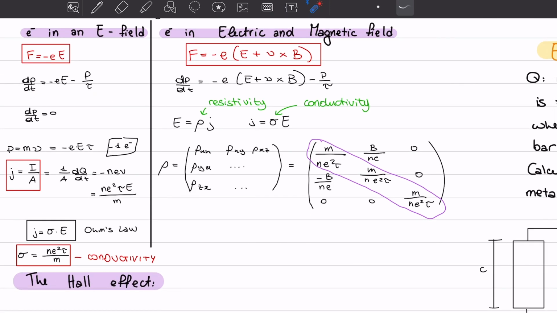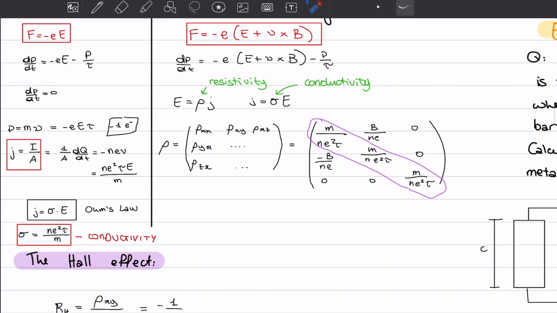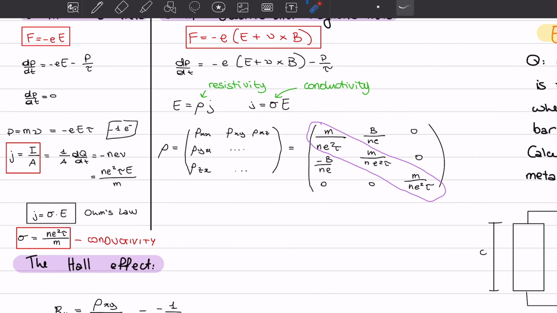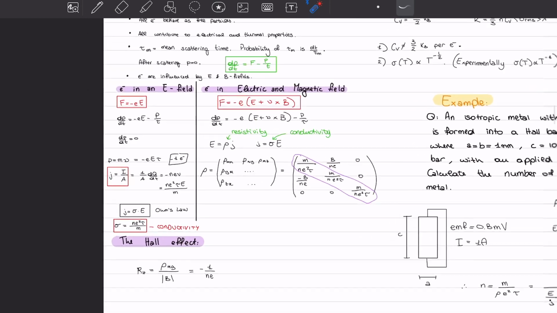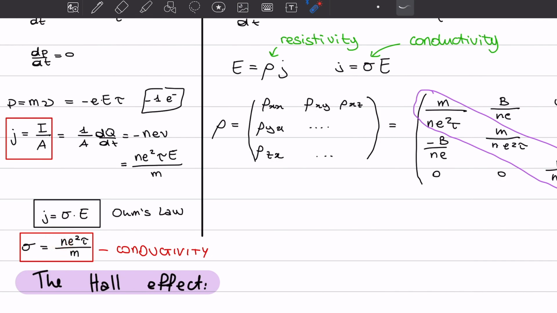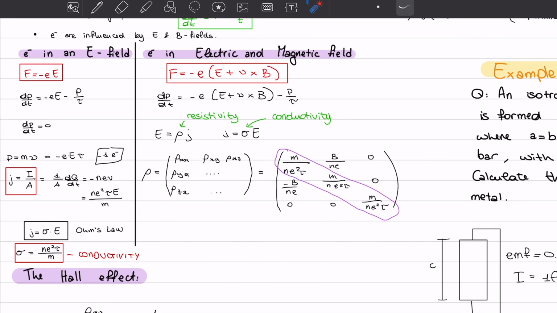And we also get that the current density J is equal to current over area. This is a really important equation as well for a later example that we will see. And we also get J is equal to conductivity times the electric field, Ohm's law. And we also get this equation for conductivity, which represents the number of atoms per unit volume in the metal times electric charge squared times the scattering time tau over the mass of the electrons. So this is what happens in an electric field.